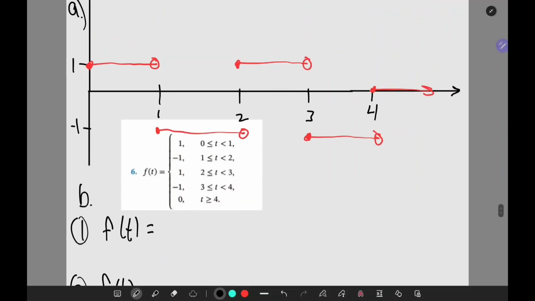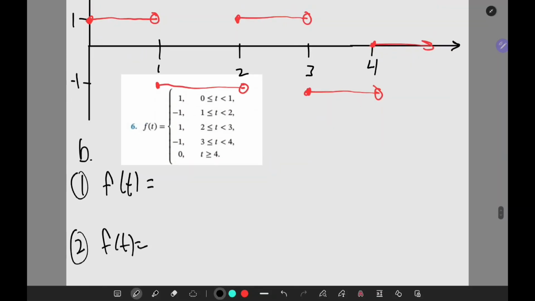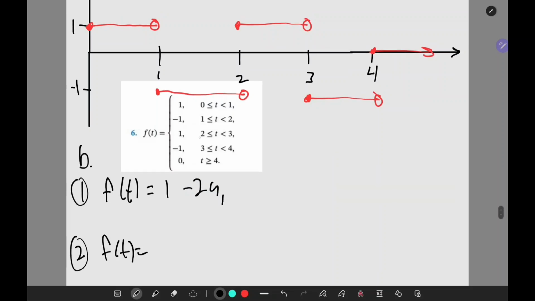You can look at the graph or you can look at the chart thing. If you look at the graph, we start at 1. At 0 we have 1. At 1 we're going down 2. At 2 we're going up 2. At 3 we're going down 3. I mean down 2. And then at 4 we're going up 1.